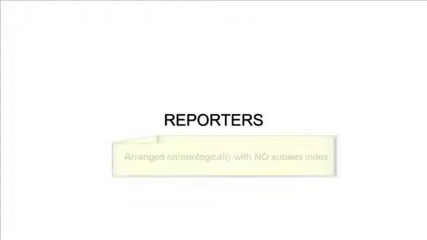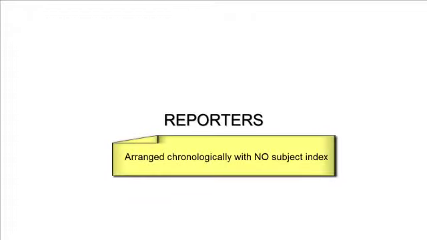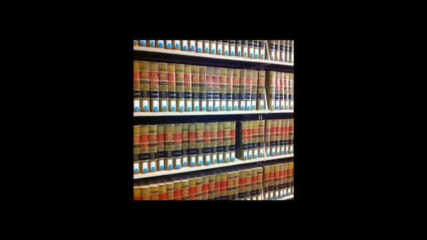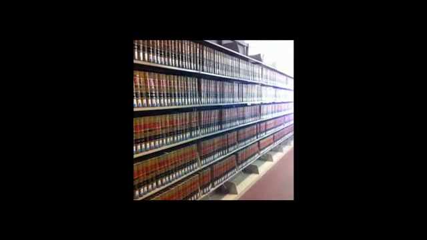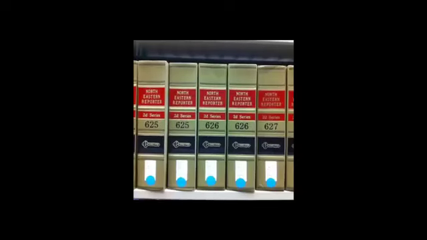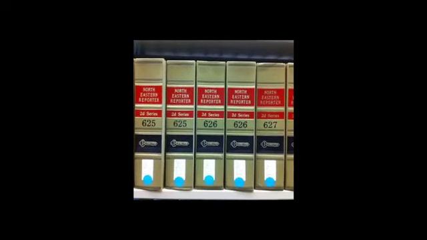But there's a problem. Cases in official reporters are generally printed chronologically, with no subject indexing, and there are hundreds and hundreds of reporter volumes. So if you don't have a citation, how do you find cases on your topic? The solution? You use the West Digest system.